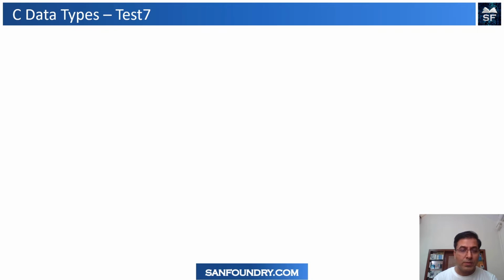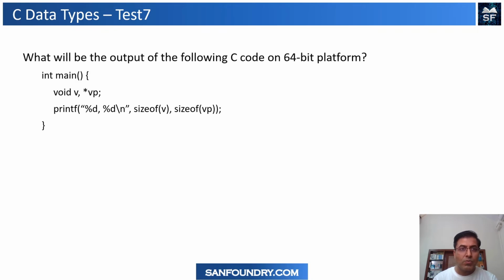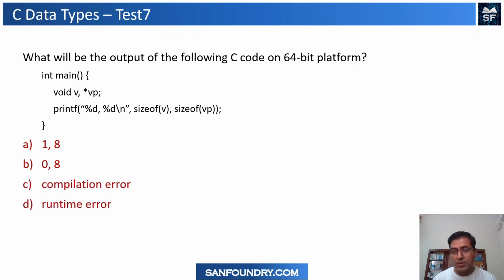Let's take another one now. What will be the output of the following C code on a 64-bit platform? Now, when you look into this code, we are talking about a variable of type void, and you have a variable pointer to a void, right? So v and vp. We are again trying to display the size of these variables, and then we run this code in our platform, right? So what's the answer? 1, 8 is one choice, then 0, 8, compilation error, runtime error. So please make a note of it and match with your answer.